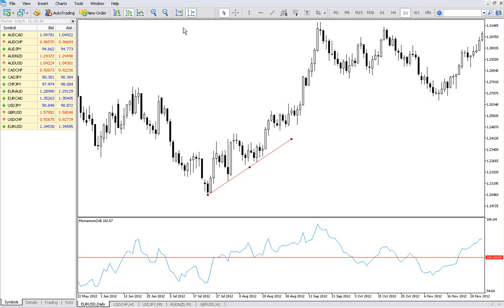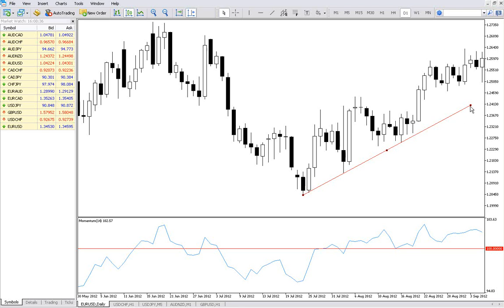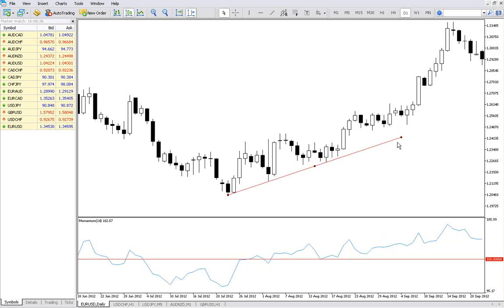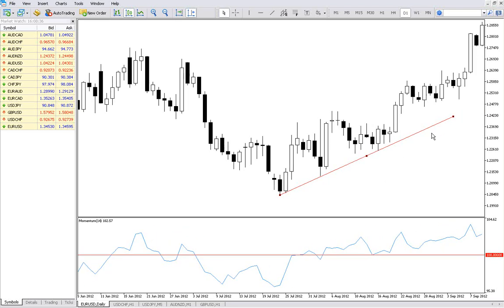However, if I zoom in even more, you can see that the second hit, which is just there, has just missed the bounce off the trend line. I'm just going to move that back a bit. This is why it's crucial that you allow yourself to join bodies on the second and third hit.